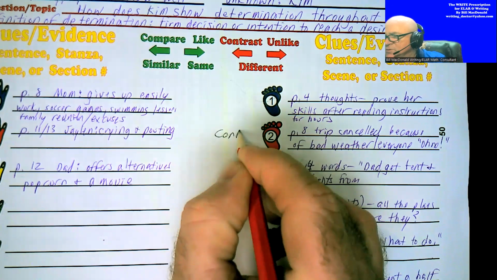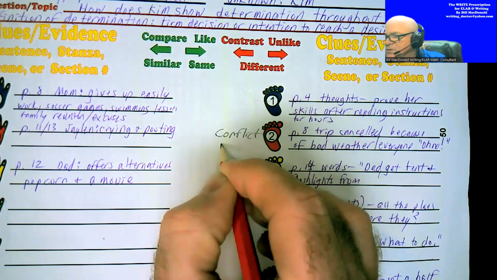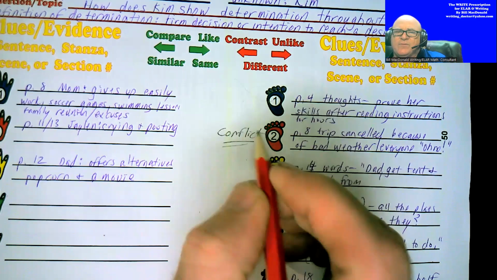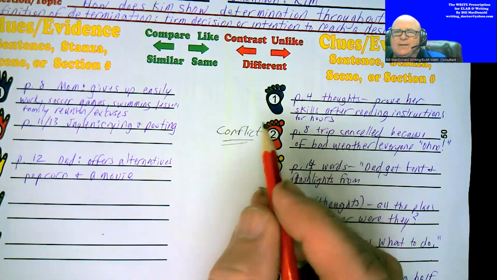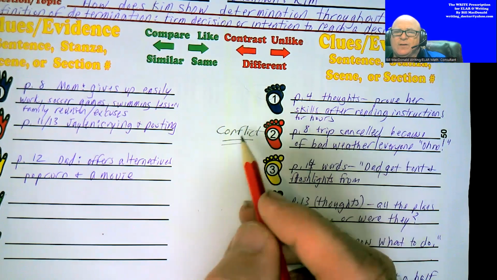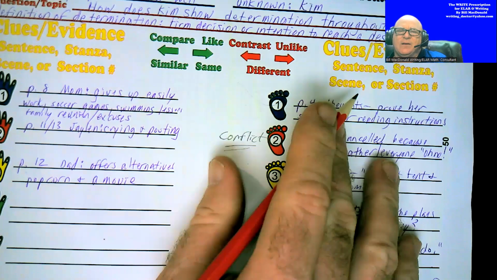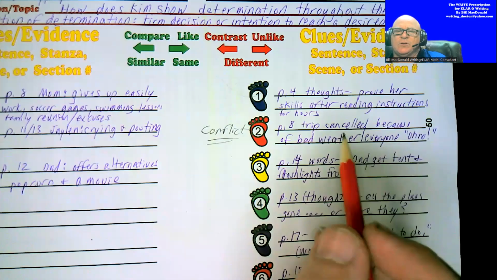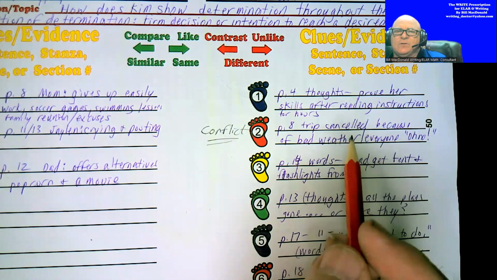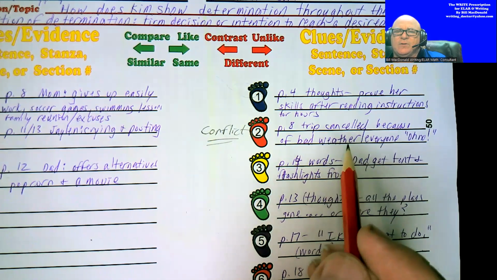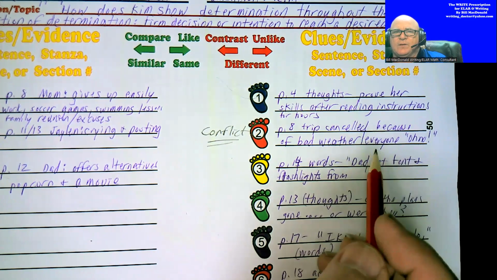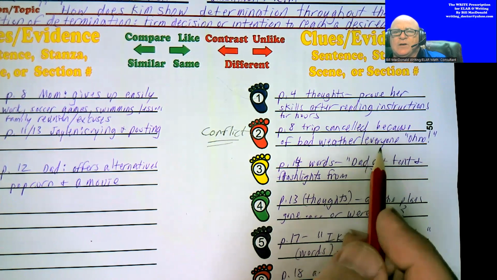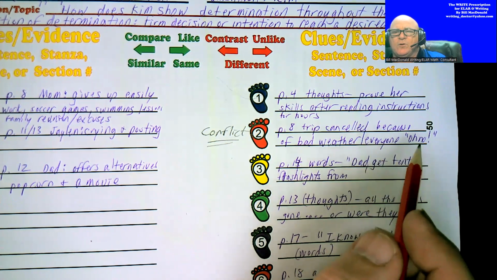It's real important to the story because unless we have some kind of a conflict or a problem that needs resolution, it's going to be hard to show your determination. The trip gets canceled because of bad weather. They hear it on the news, and everyone, including Kim, shouts out all at the same time, "Oh no."